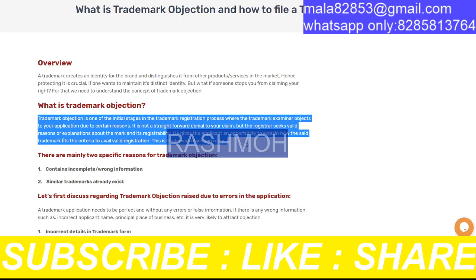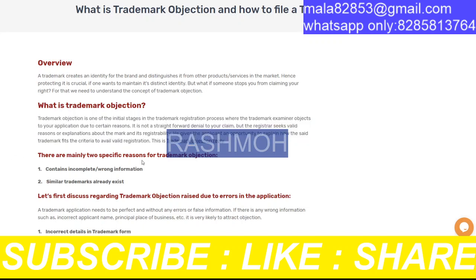Now, what are the reasons for trademark objections? Well, there are mainly two specific reasons for trademark objection. First being if your application for trademark contains incomplete or wrong information. Second being if your trademark application consists of a trademark which is similar to a trademark which is already in existence.